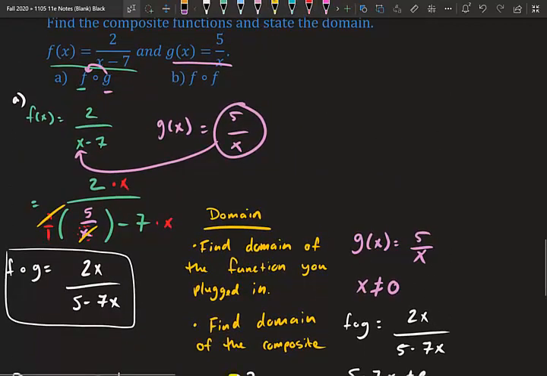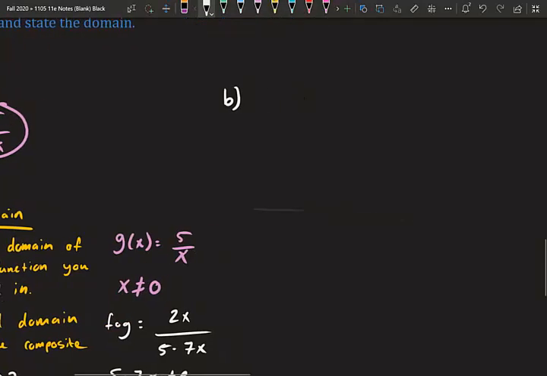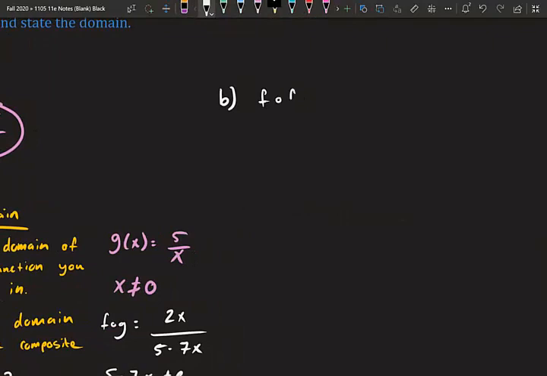All right, let's do part B. F composed with F. Or I like to say FOF. You have FOF, FOG, GOF, and GOG. If you just say that, I know what you're talking about, because F composed with F is lengthy to say. So part B is FOF, or F composed with F.